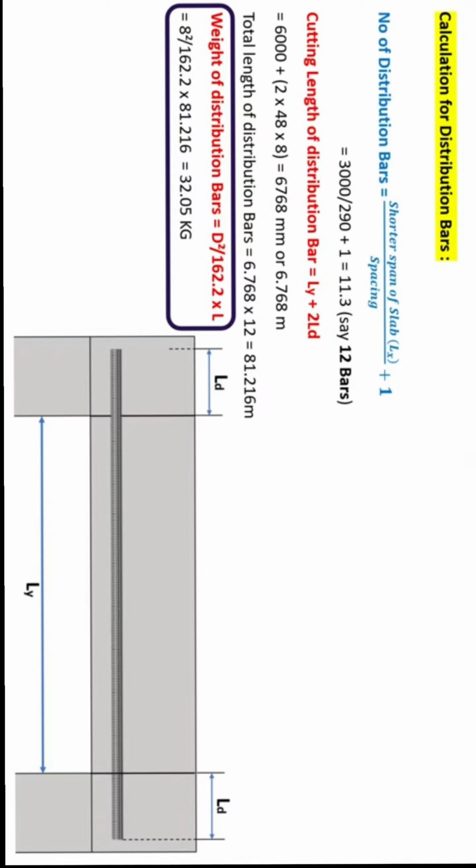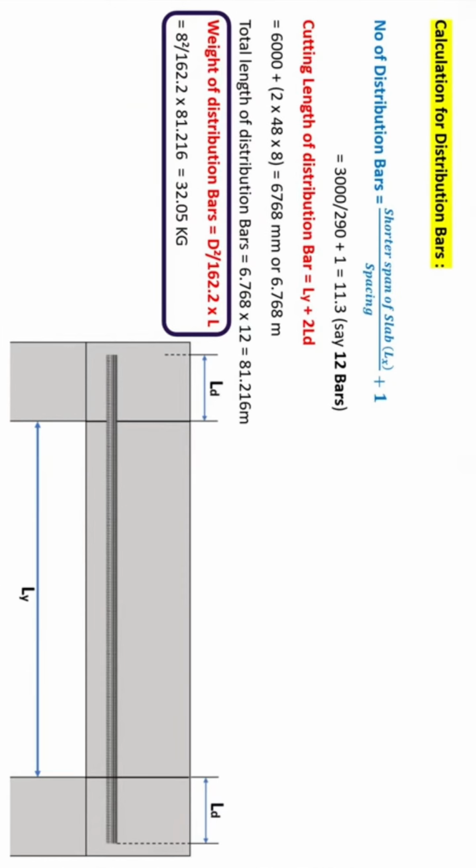Now weight of distribution bar is equal to D square by 162.2 into L. D here is 8 mm and overall length 81.216. The value is 32.05 kgs.